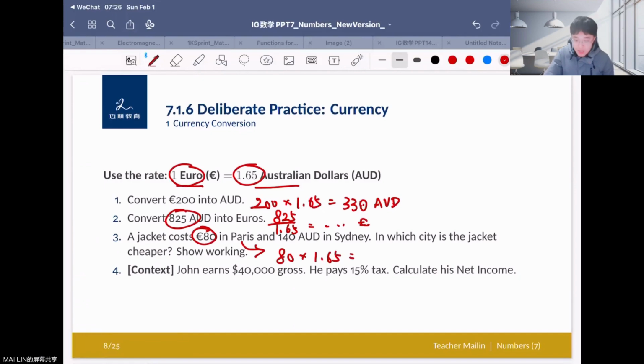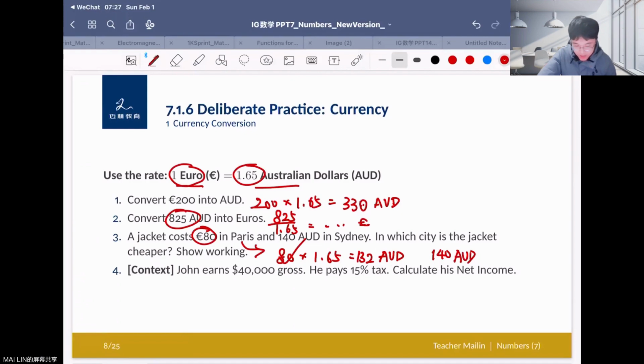Okay. So the final answer here is, I guess, 8 times 1.65. 8 times 6 is 48, and 5... 132, oh, sorry, 132 Australian dollars. So compared with 140 Australian dollars in Sydney, you can find that the jacket costs less in Paris, right? Maybe Paris has a lot of fashion clothes, and maybe that makes it cheaper.